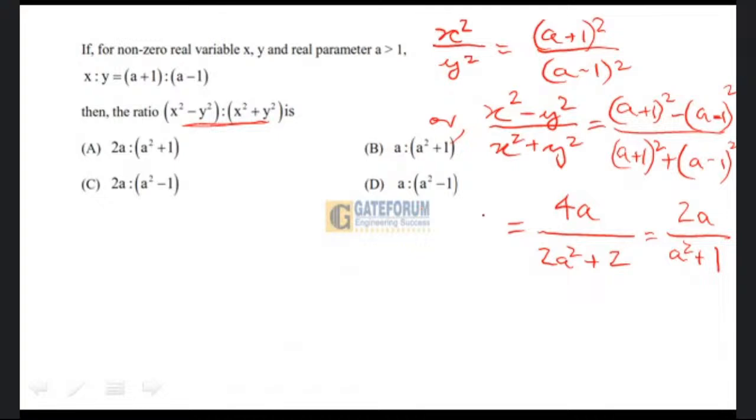So, okay, the options are like this. So, yes, this is the answer. See, 2a is to a square plus 1. So, the ratio is equal to 2a is to a square plus 1. This is the one that is the correct answer.